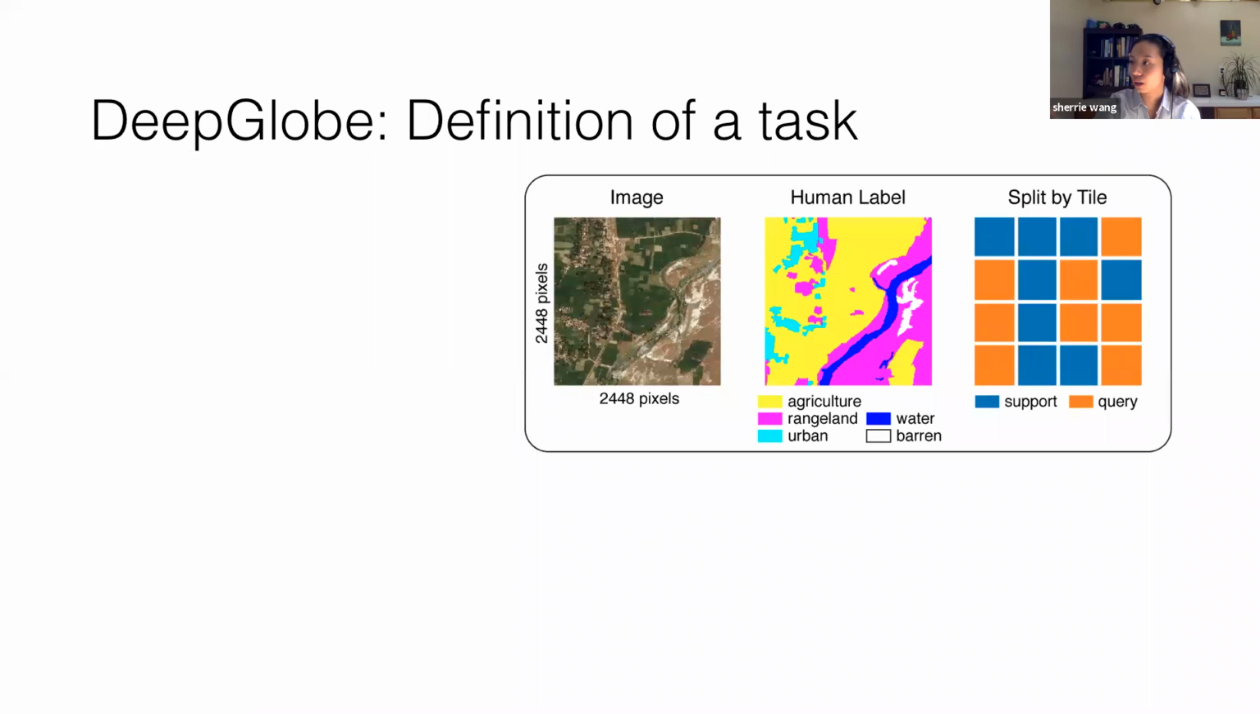On DeepGlobe, what we're asking the model to do is to perform segmentation. The DeepGlobe dataset is comprised of very large, over 2000 by 2000 pixel images, which are fully, densely labeled by humans. And each tile is split into a support set and a query set.